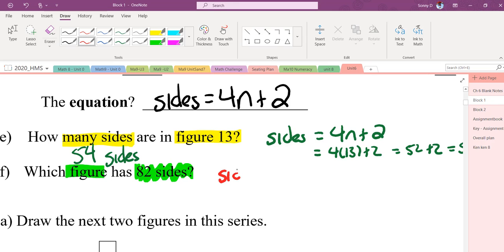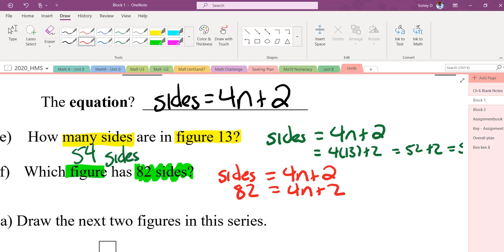And David, what do we do with this formula? I think we divide it. All right? So it's saying 82 sides. So where do we put the 82? What do we replace in the formula with the 82? Yes, David. You do 4n plus 2 equals 82. So we're replacing the sides with 82. And then you do the last chapter stuff.